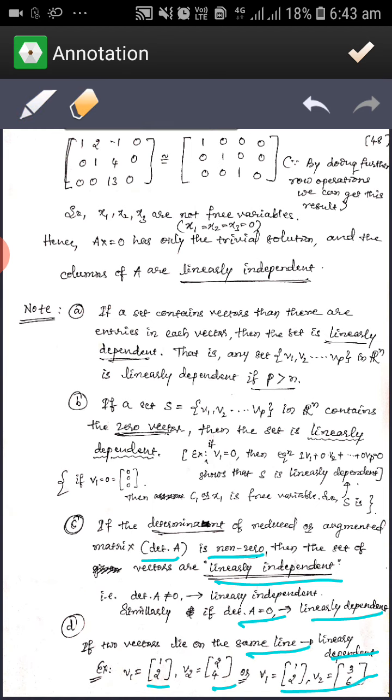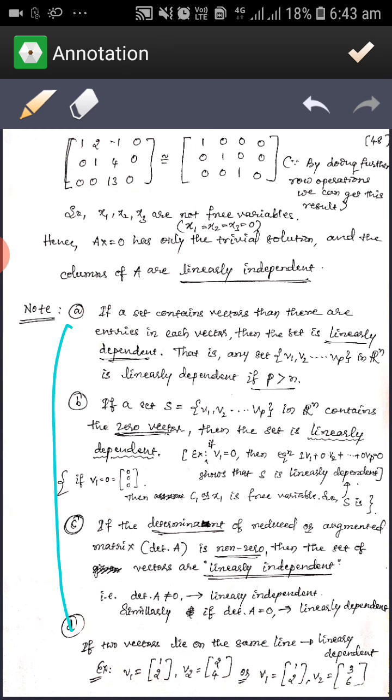Why we need to look at all these things is that, while solving the problems, if p is greater than n, directly we can say that the set is linearly dependent.